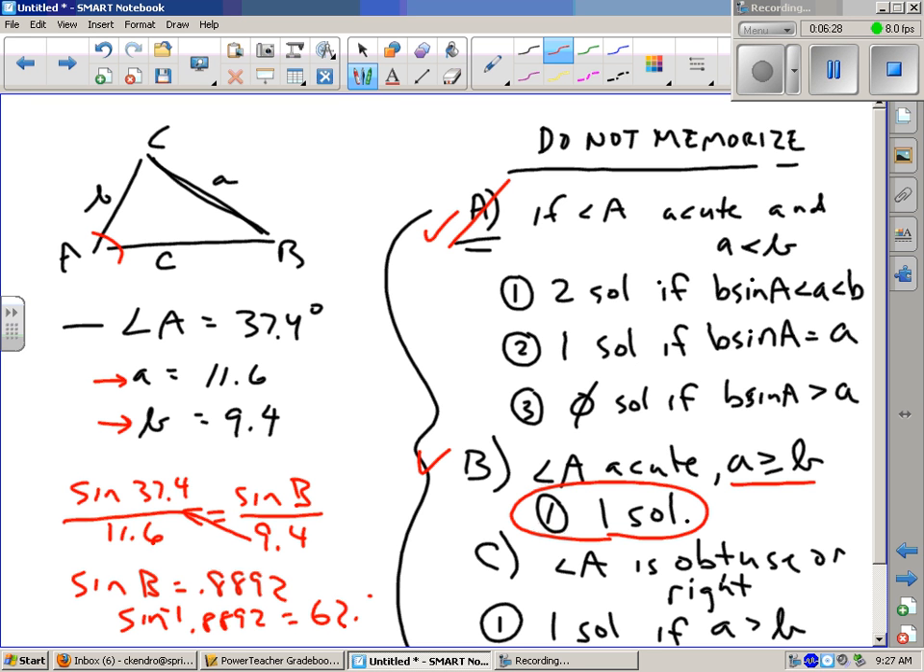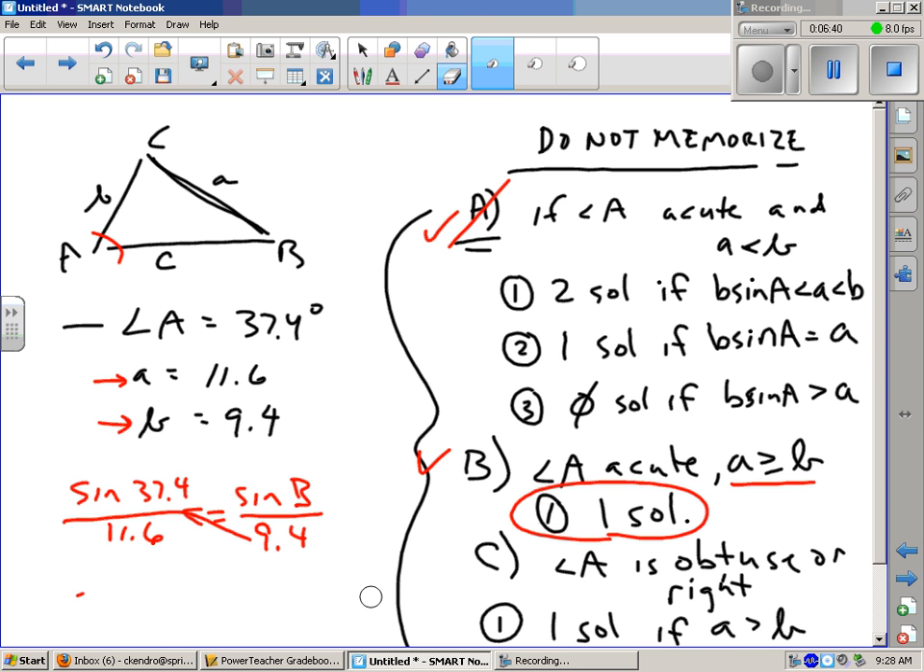I'm doing the wrong problem. Let's back up here a little bit. I'm going to erase this. Oh, come on. I was looking at the wrong problem. So when I do the correct problem, I get angle B to be 29.5.